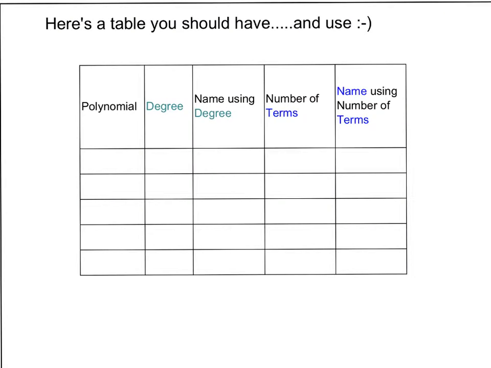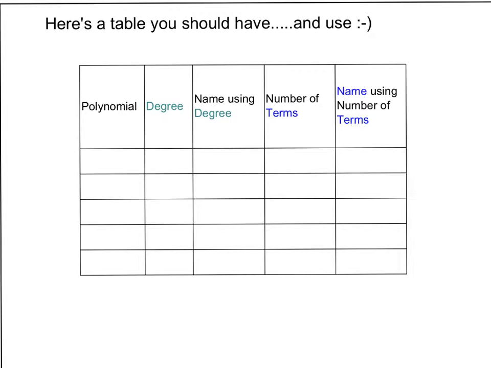So here's a little table I thought it would be good for you to fill out. So I will fill in the first column with the polynomials you will be looking at. And then I would like you to list the degree of all of them and then name them using the degree, which might be new for you, so we'll go through that together. And then the number of terms, and then you're going to use the name of the term.